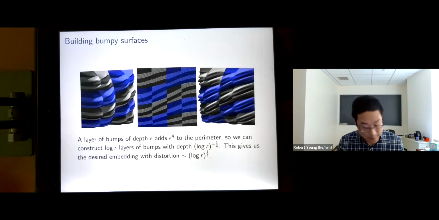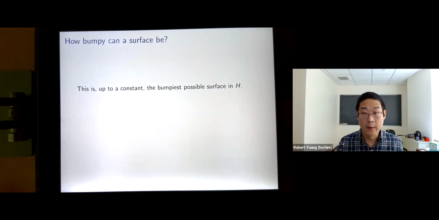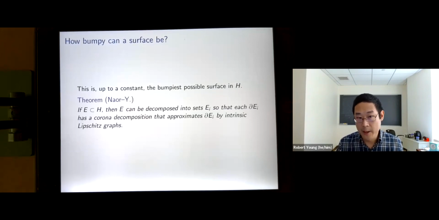You can then ask, okay, is this the best you can do? And it turns out it is. This is, up to a constant, the bumpiest possible surface in the Heisenberg group. And so up to a constant, this is the best embedding of the Heisenberg group in L1. This takes a fair amount of work to do. It's based on a couple of decompositions.